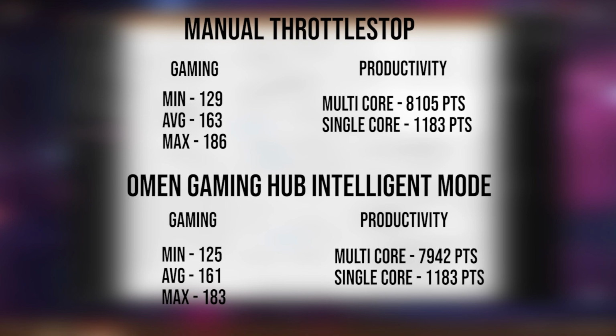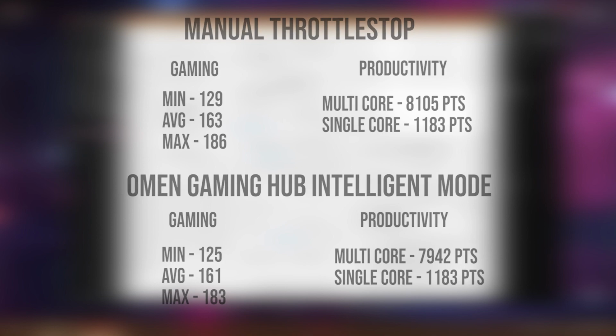So here's the FPS difference in F1 2020 and the CPU core difference in Cinebench between Omen Gaming Hub undervolting and manual undervolting using Throttlestop.